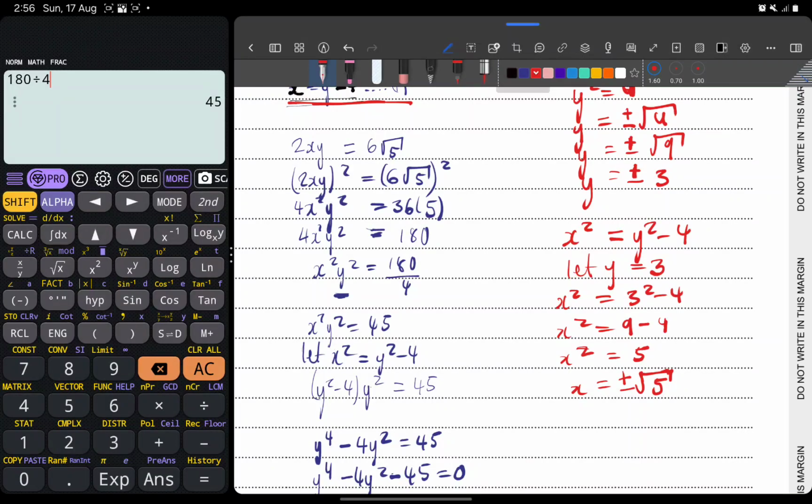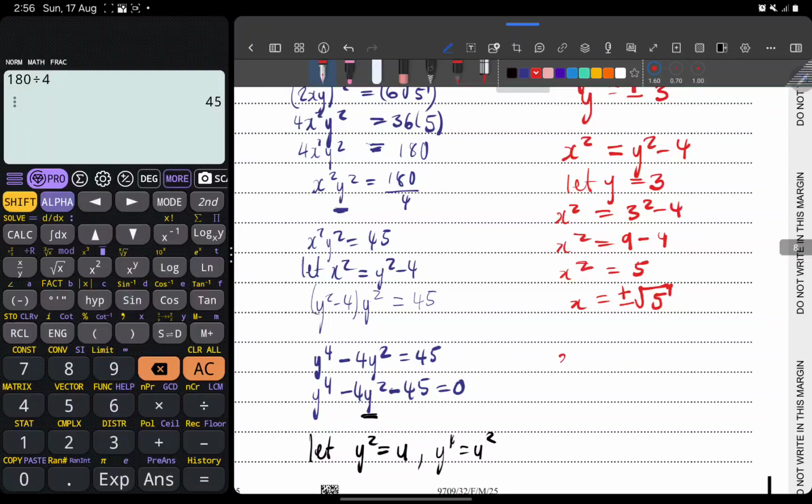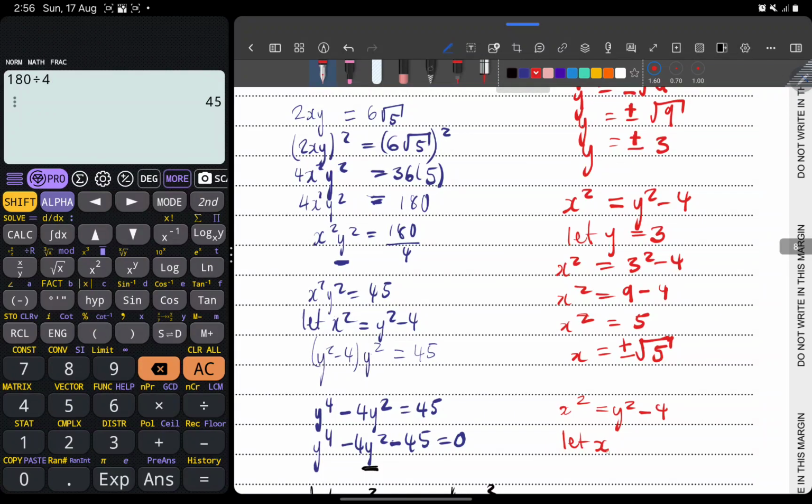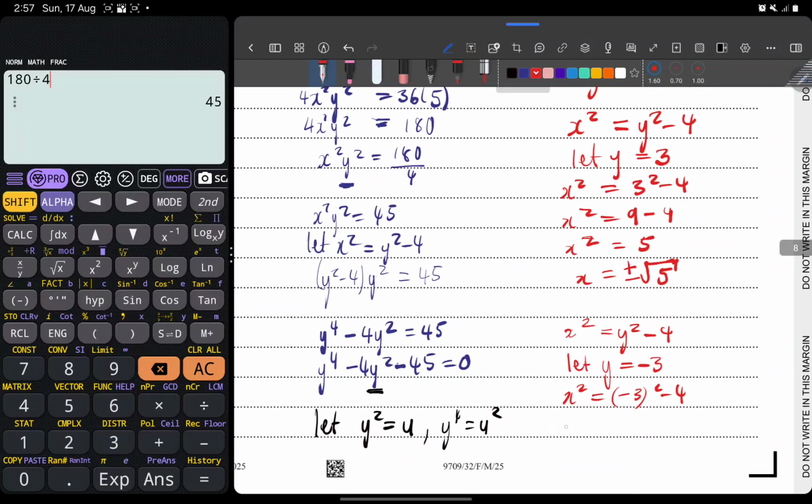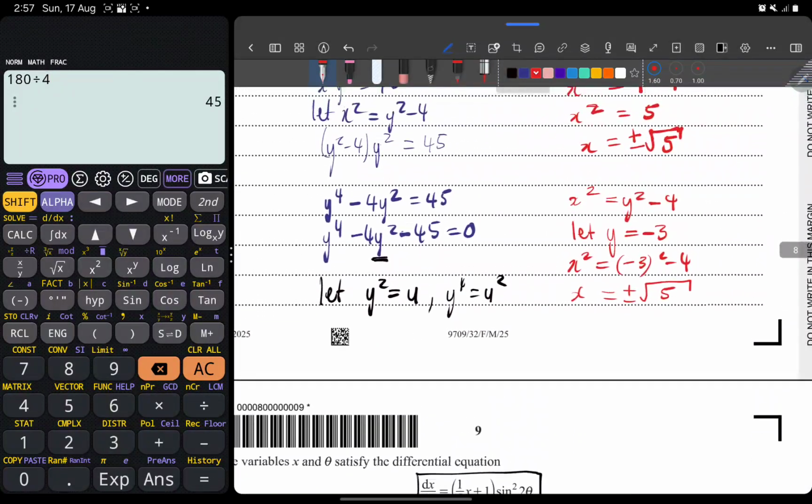All right, so now we can say again, we have x squared being equal to y squared minus 4. Now we are letting our y be the other one, which is negative 3. So we say let y be equal to negative 3. We'll now have x squared equal to negative 3 all squared minus 4. So again, x is equal to plus or minus the square root of 9 minus 4, which is 5 as well. So anyway, I get these solutions. I'm running out of space for some reason.